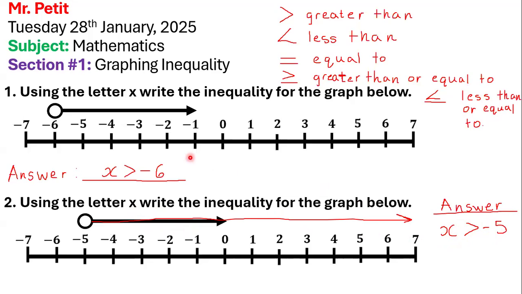So it depends on the direction of the arrow. If the arrow was going to the left, it would be less than -5. X is less than -5. Does that make sense to y'all? Good. Does someone have a question?